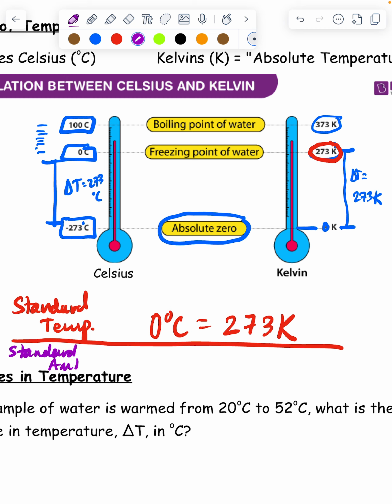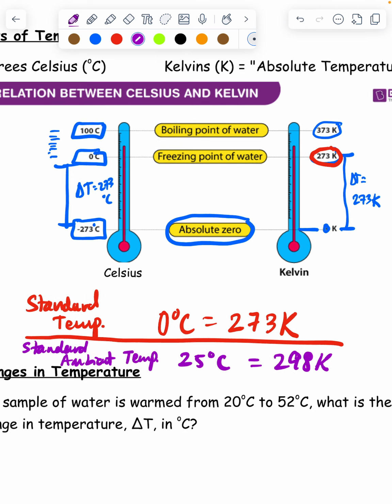ambient temperature, because standard temperature is pretty cold. 0 Celsius is a pretty cold temperature. 25 degrees Celsius or 298 Kelvin is another sort of standard that gets used sometimes. So be on the lookout for those two terms. They will be used, and those values are in the data booklet for you to reference.